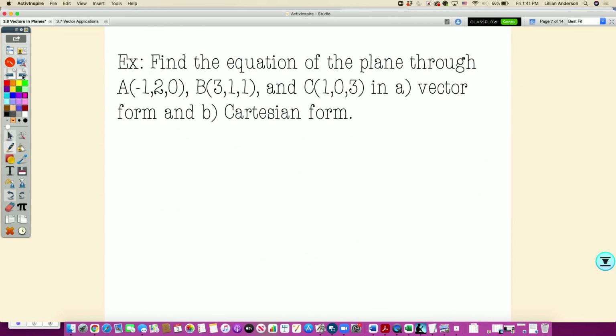Here's an example where we're not given the actual normal vector, and so we're going to have to use a few properties of vectors in order to get the pieces that we need to create our equation.